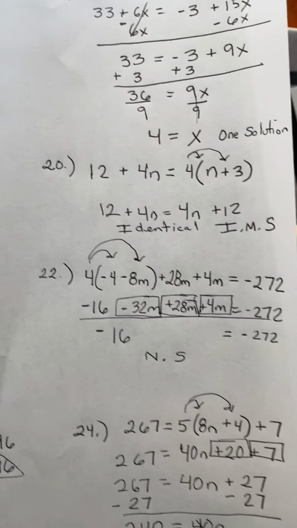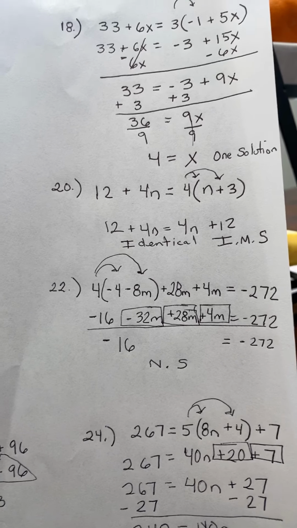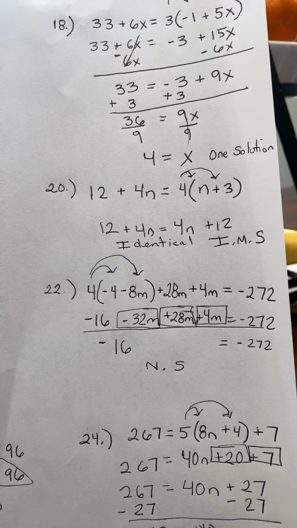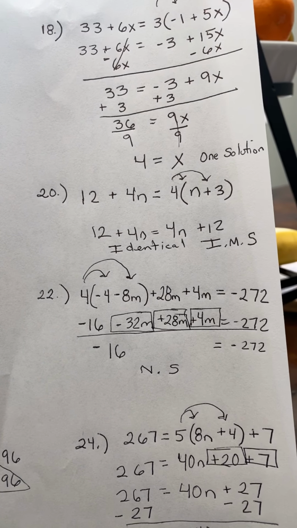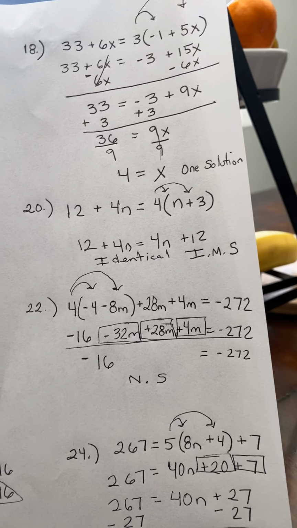22, again, parentheses, distribute. When I looked at this initially, I thought this was going to be a very, very long one, but it wasn't. 4 times -4 gave me -16. 4 times -8m gave me -32m.